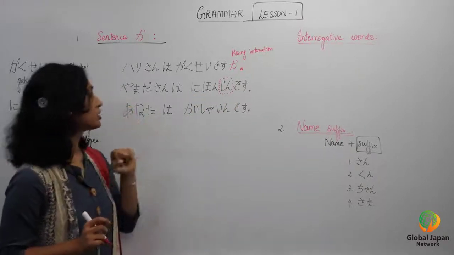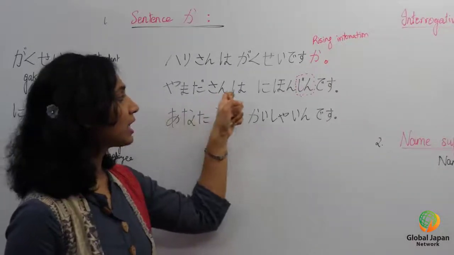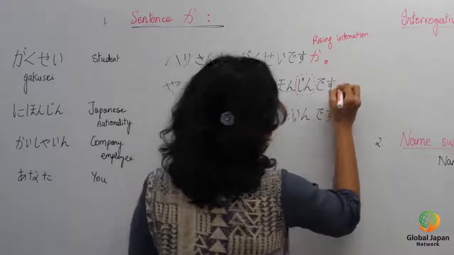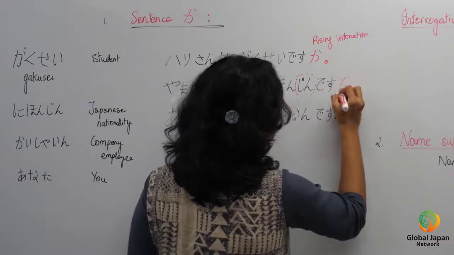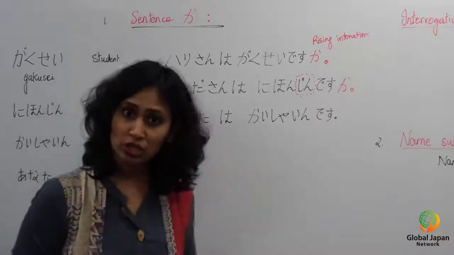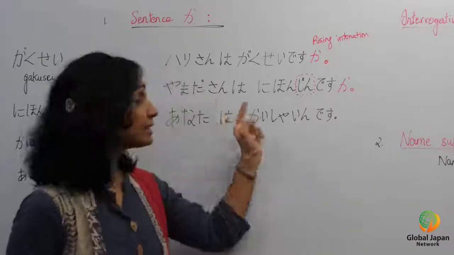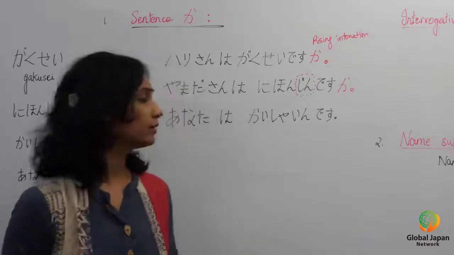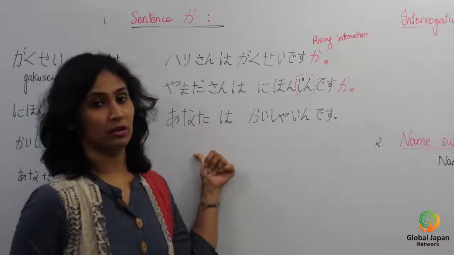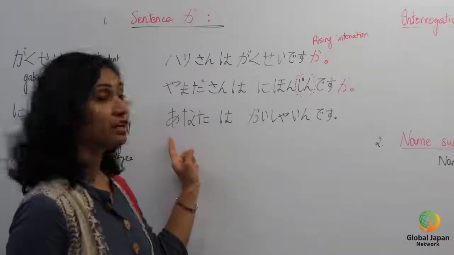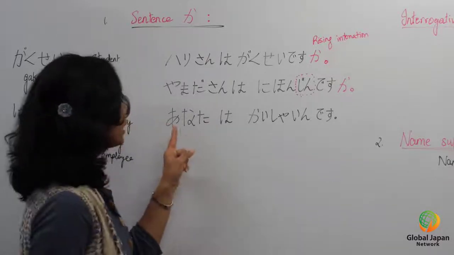Making this into a question now. Yamada-san wa Nihonjin desu ka? Is Yamada-san Japanese? The last one. Could you try it? I'll pause here for a minute after reading this sentence.